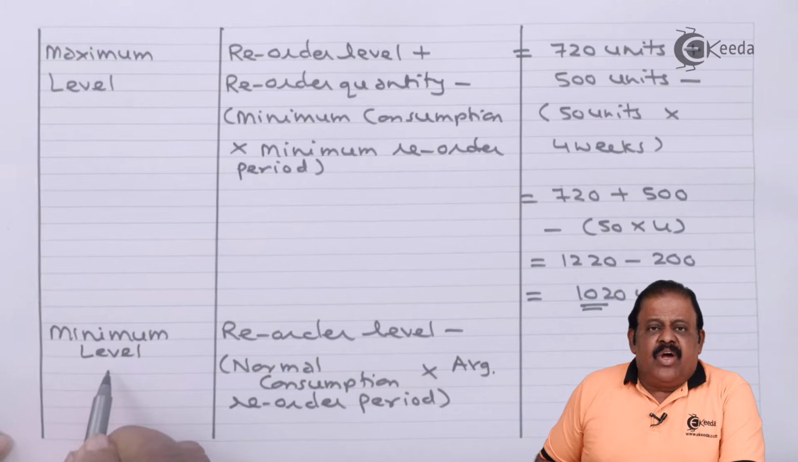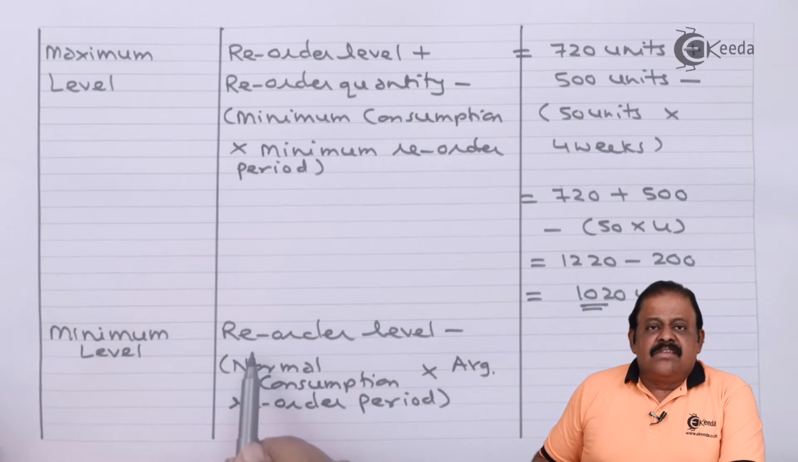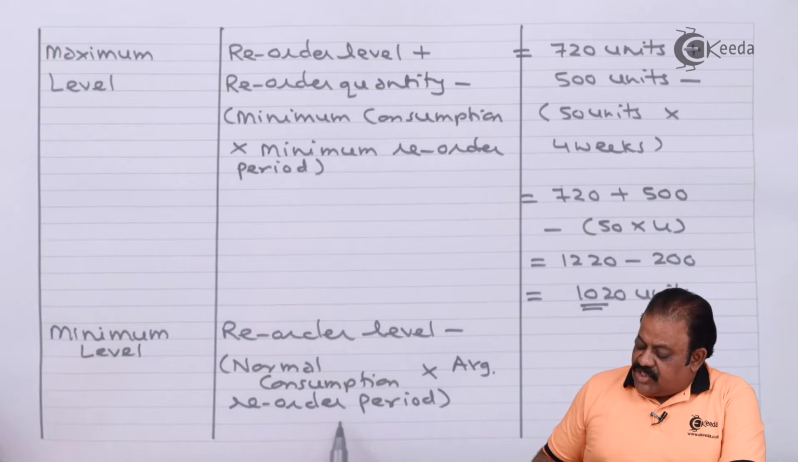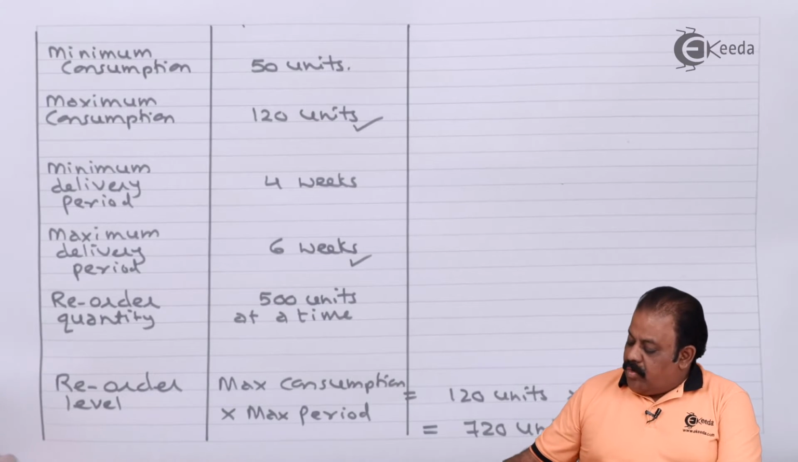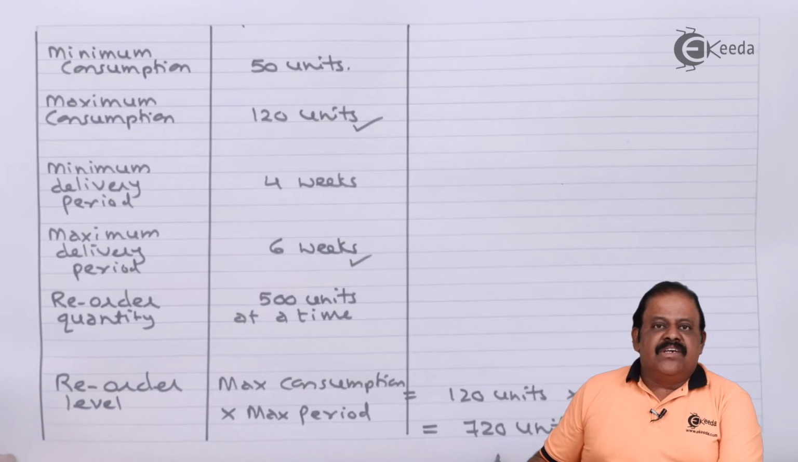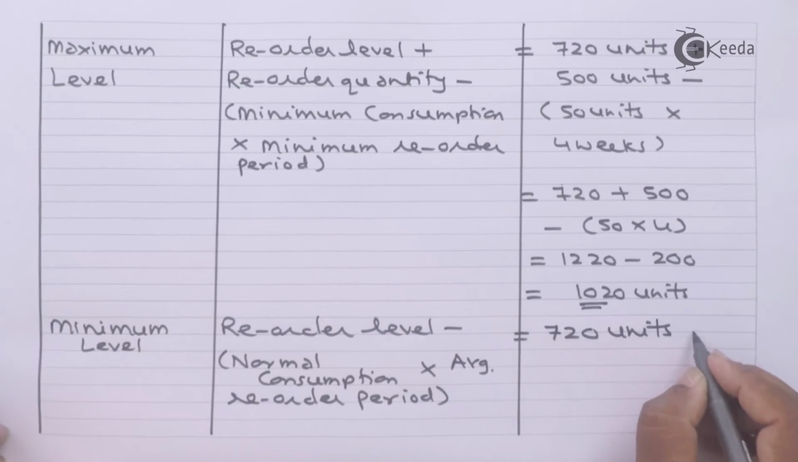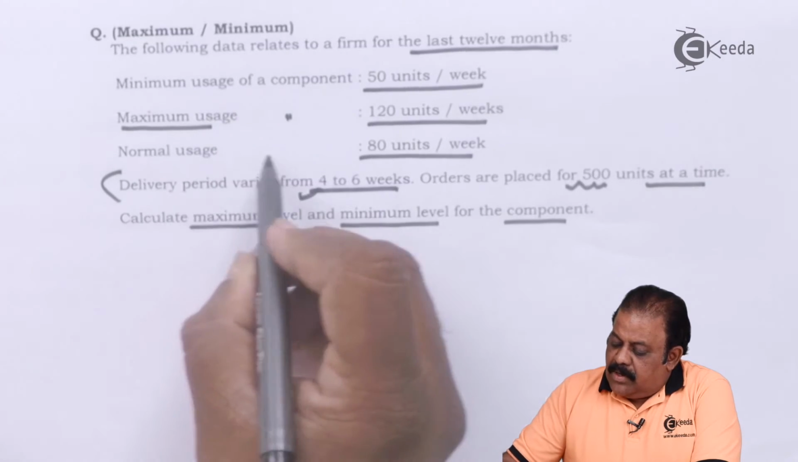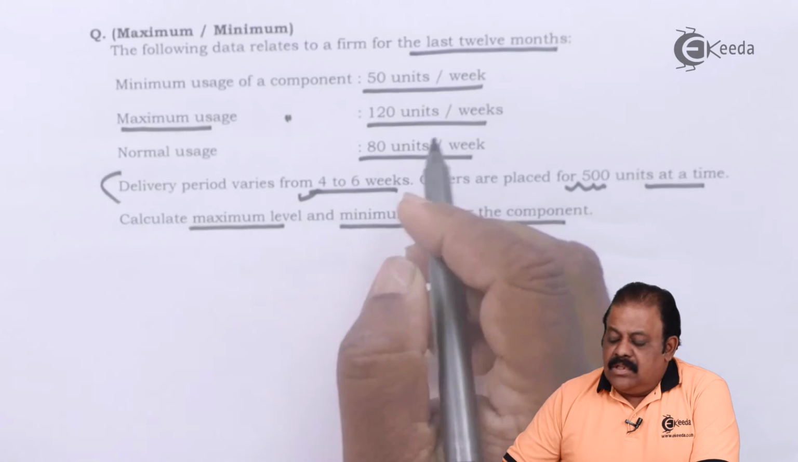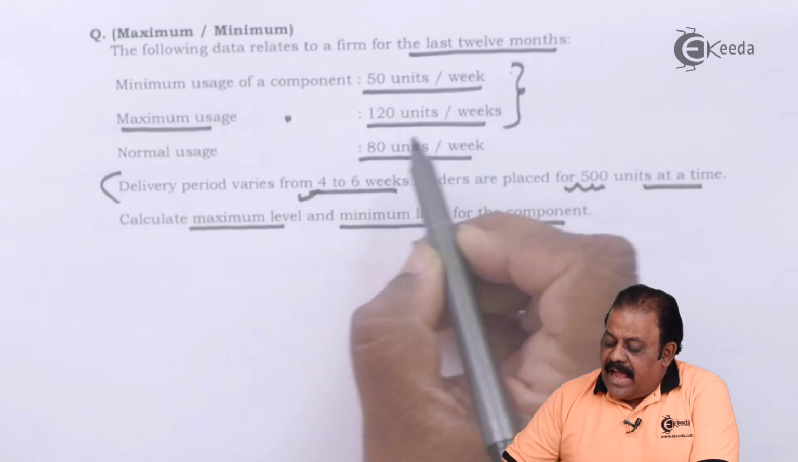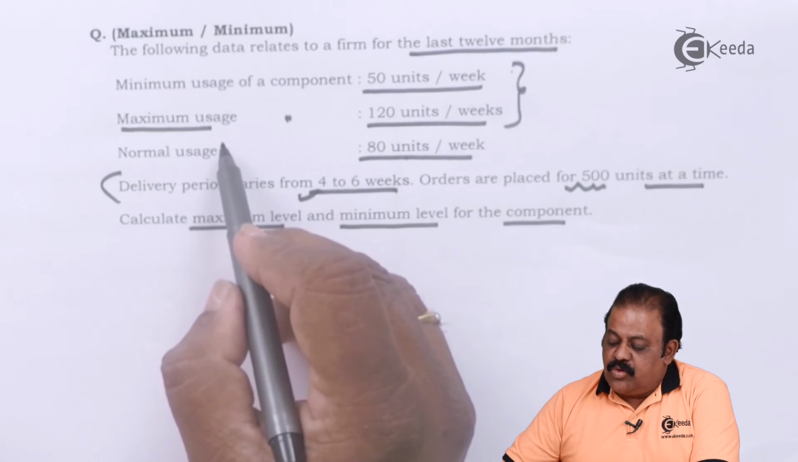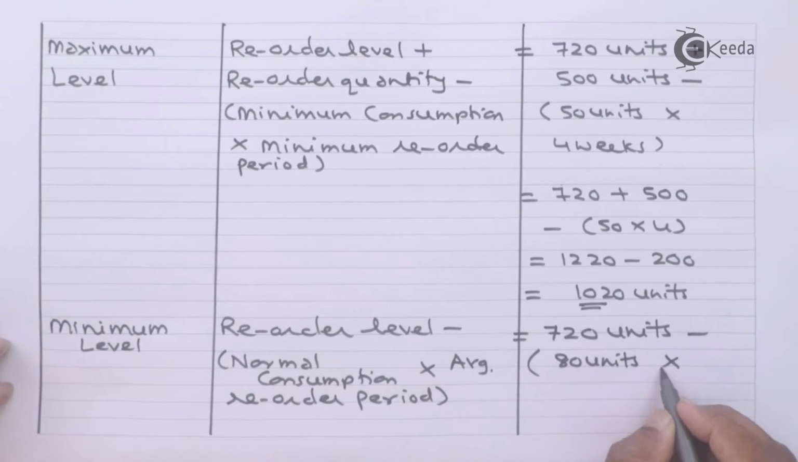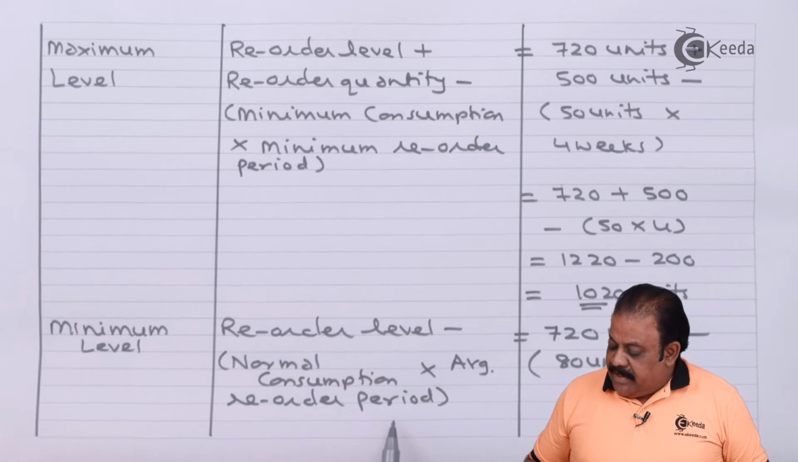To calculate minimum level of material, formula is reorder level minus, in bracket, normal consumption multiplied by average reorder period. Reorder level we have calculated 720 units, minus, in bracket, normal consumption. Normal consumption they have given here 80 units. In the absence of this information, we could have taken average of minimum usage and maximum usage. So normal usage is given 80 units multiplied by average reorder period.